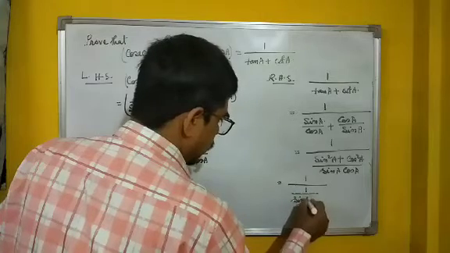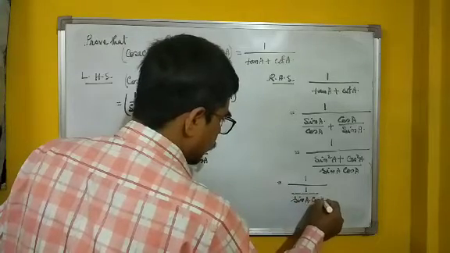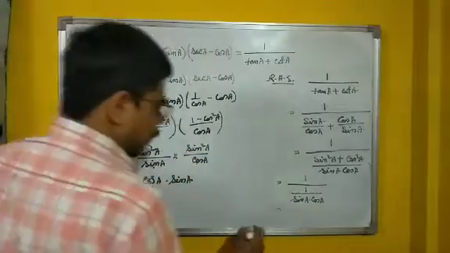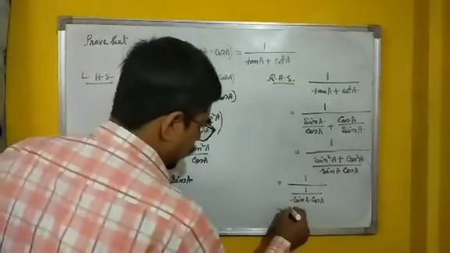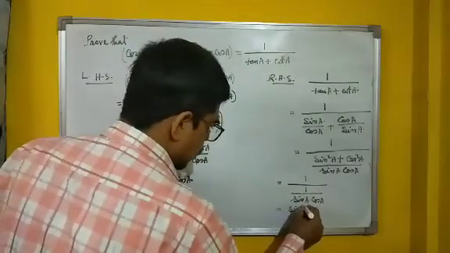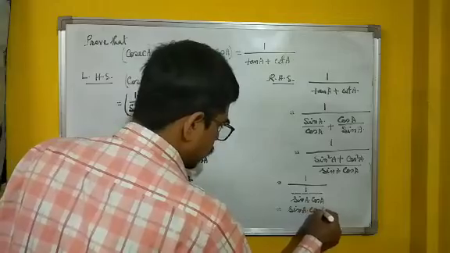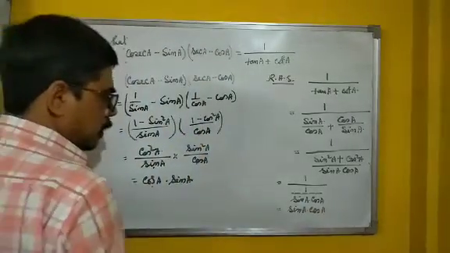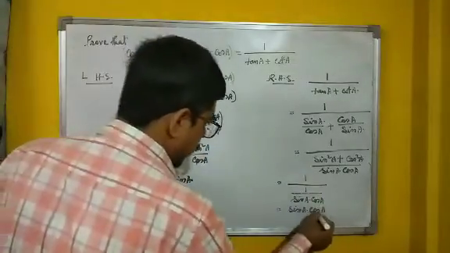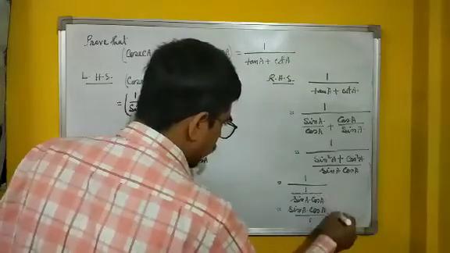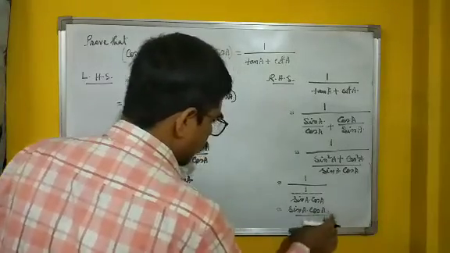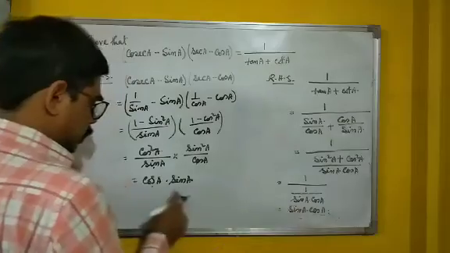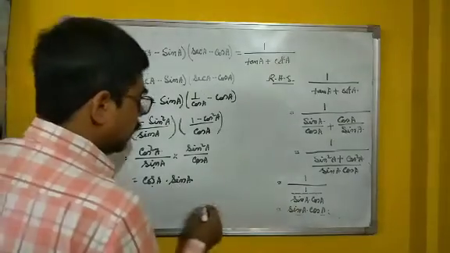Then it will be sin A into cos A, so it is reciprocal, means what? It will be sin A into cos A. It is reciprocal, but 1 will come here, and then that one, 1. So that's 1, no need. So sin A into cos A. So this is also sin A into cos A. This is also sin A into cos A.